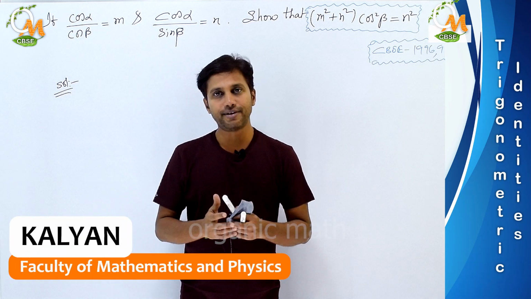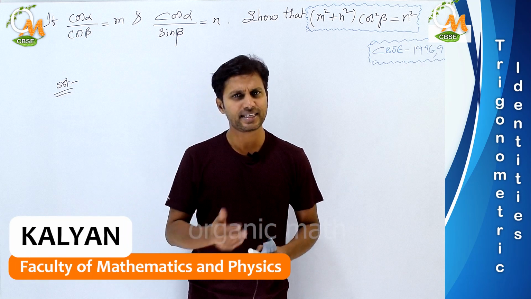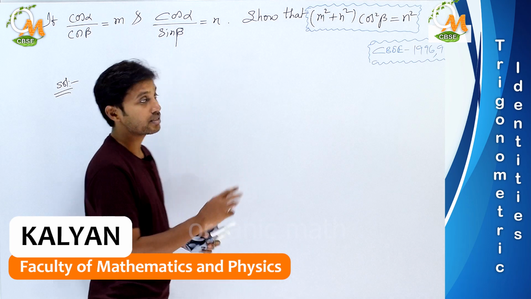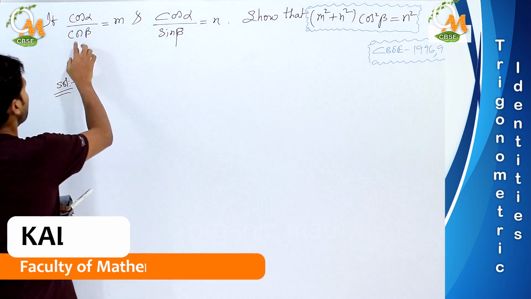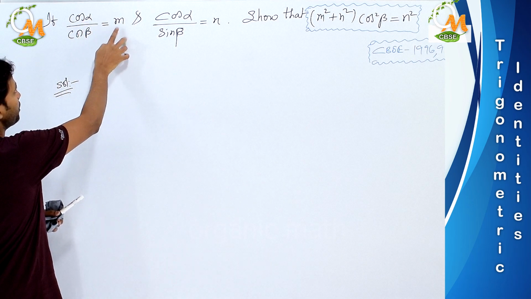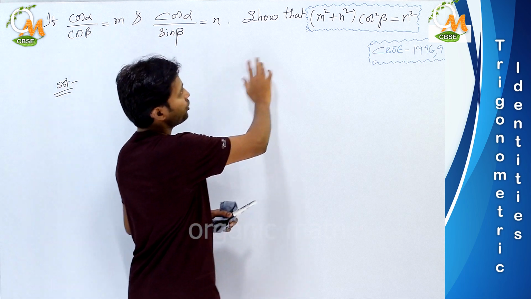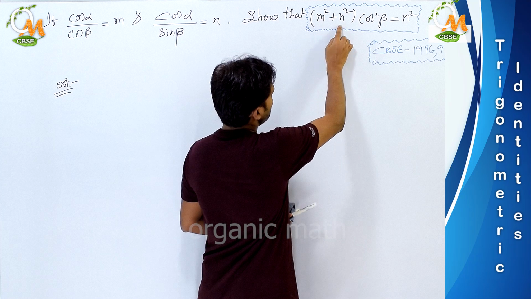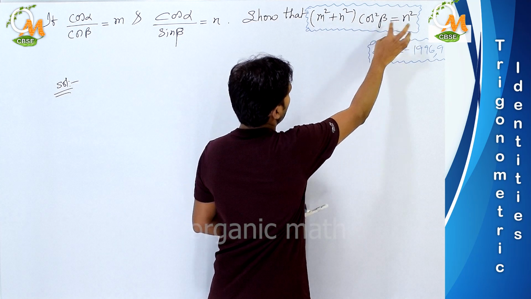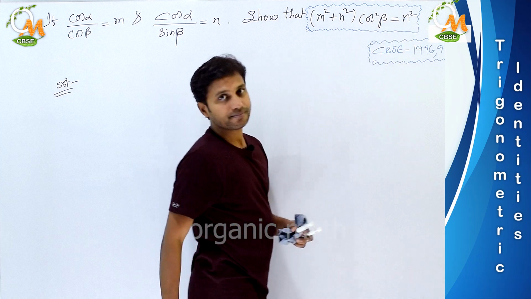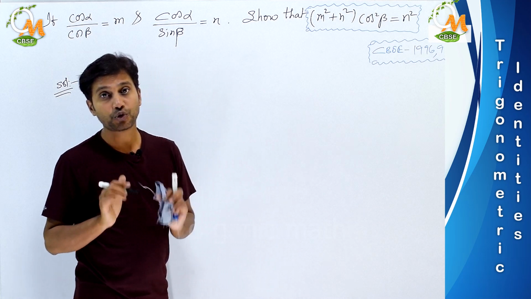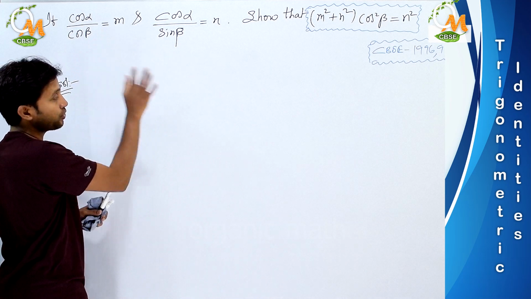So students, let us see one more problem based on trigonometric identities and let us see what the problem is. See this here, we have given cos alpha by cos beta equal to m and cos alpha by sin beta equal to n, and we need to show that (m square plus n square) into cos square beta equal to n square.